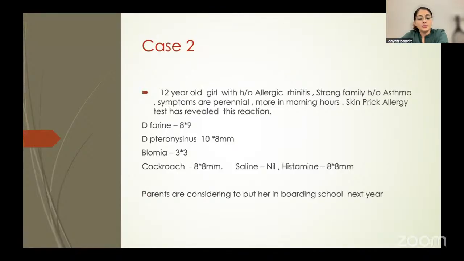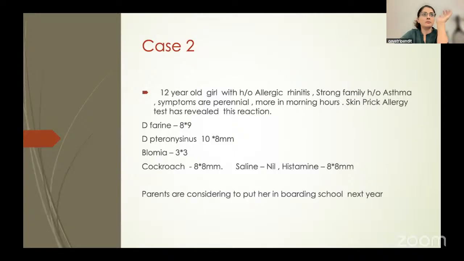So the case number 2 scenario is a 12-year-old girl with a history of rhinitis and a strong family history of asthma. The symptoms are perennial and more in the morning hours. Skin prick allergy test has revealed reactions of DF 8/8, DP 9/8, Blomia 3/3 and cockroach 8/8, with a good positive and negative control. And the parents are considering putting her into a boarding school next year.